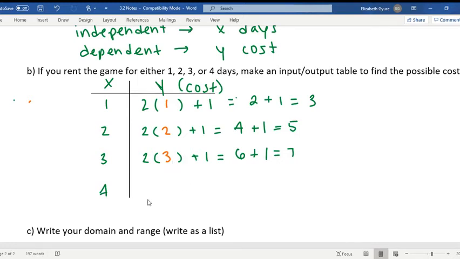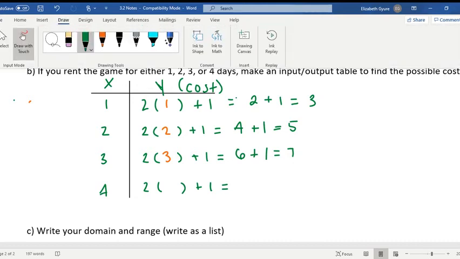And then the last one is 4. 2, put your open parentheses, plus 1 equals, and we're going to plug in 4.